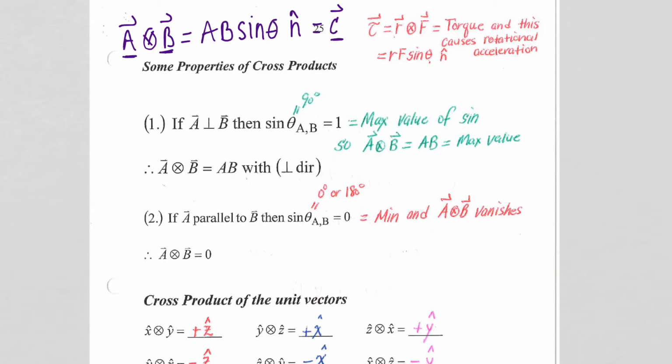Well, we have some properties then for some special cases. When the two vectors A and B are orthogonal, they're at 90 degrees, we will get the maximum value for the cross product magnitude because sine is 1. We get a minimum value when A and B are parallel or anti-parallel because we get 0 degrees or 180 degrees.